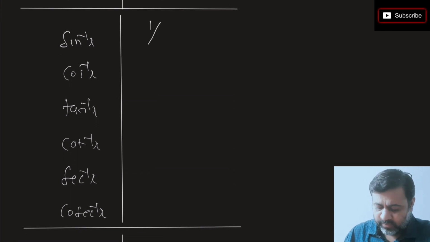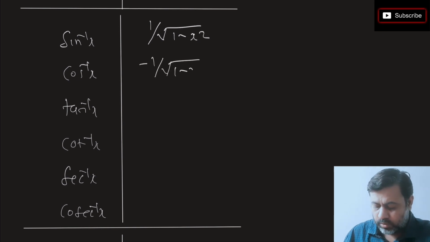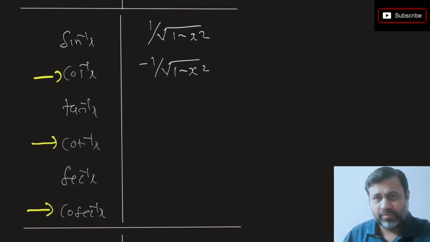Derivative of sine inverse of x is 1 by under root 1 minus x square. Cos inverse of x will be minus 1 by under root 1 minus x square. So sine and cos are almost the same, plus minus: for sine it is plus, for cos it is minus. I just want you to understand, particularly whenever the c comes, in cos, cot or cosec, the right hand side will be minus.